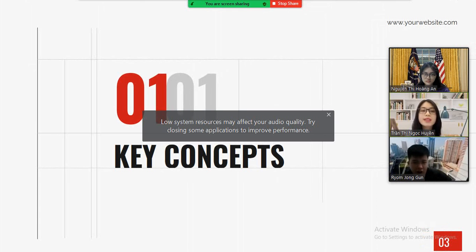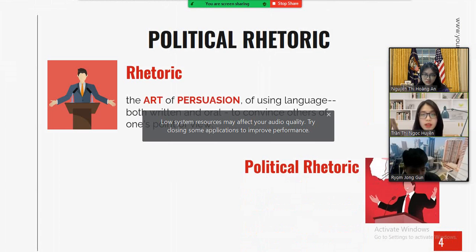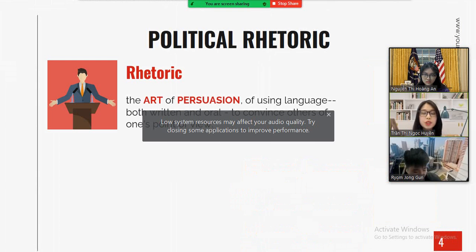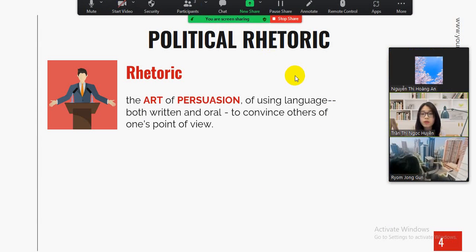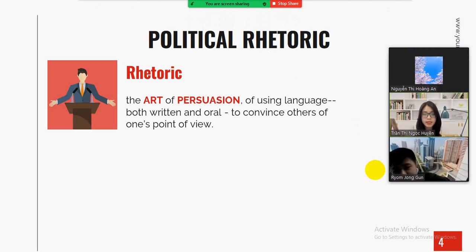We have in total 3 concepts, the first one is political rhetoric. Rhetoric is the art of persuasion, of using language in both written and oral ways to convince others of one point of view. Yet many perceive such convincing as dangerous, especially to democracies where individual voice matters so much to politics. And the line between persuasion and manipulation is not always clear, and the effects of crossing it can be incredibly corrosive, according to Poet in 2011. So rhetoric plays an important role in politics.